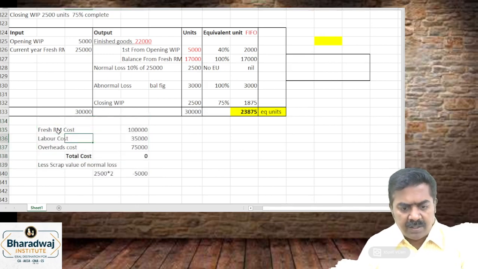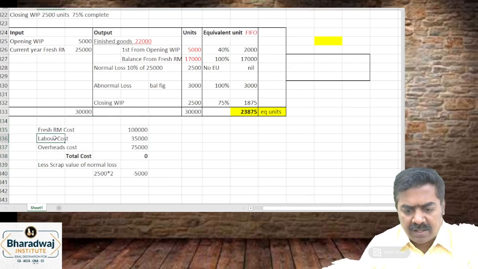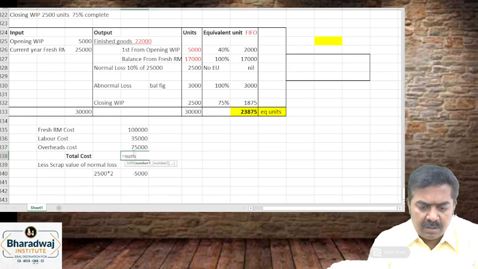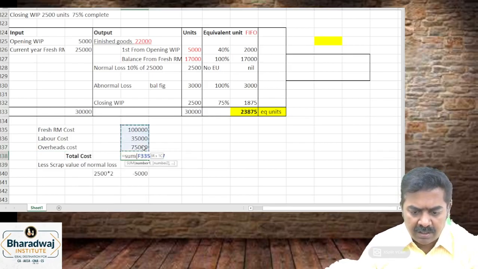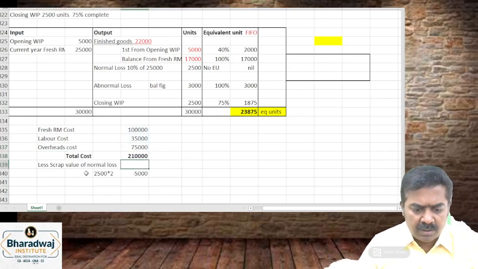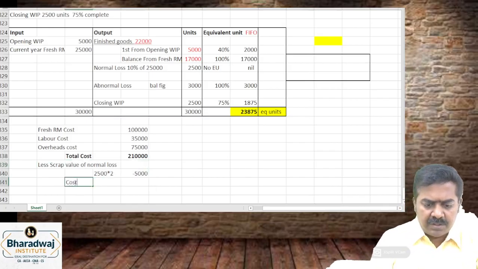Wait, don't copy, wait. Raw material cost is 1 lakh, labor cost is 35,000, overhead cost is 75,000. What is the total cost? Total cost is, this is the current year total cost. Scrap value of normal loss. This will give us cost to be allocated, or net cost to be allocated.